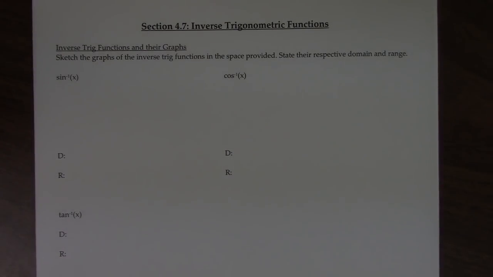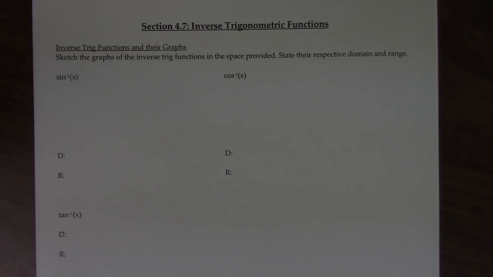4.7 deals with inverse trig functions. So earlier in the semester when we looked at inverse functions, we said an inverse function is the original function reflected over the line y equals x. But in order to get an inverse function for something like a quadratic, we saw this on exam 2, we had to restrict the domain, because if you try to flip a parabola, it wasn't a function anymore.